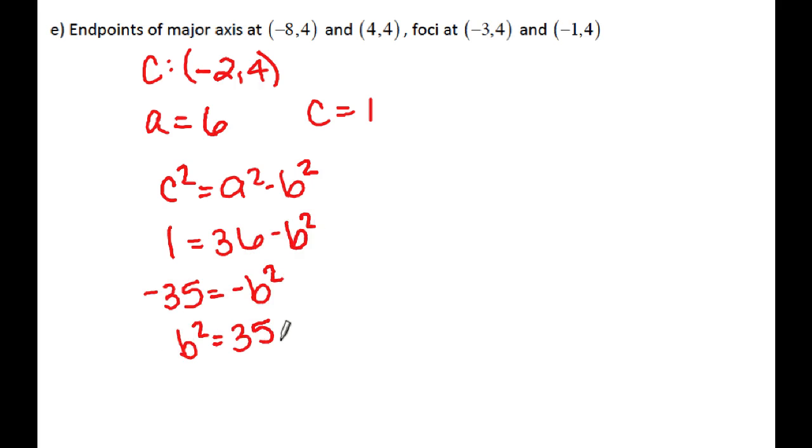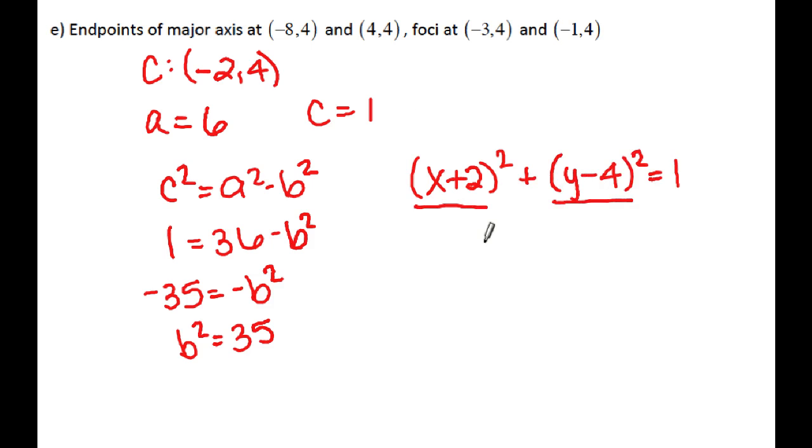You can square root it if you want to, but we're just going to leave it, because you always have A squared and B squared underneath your fractions. I'm just going to stop right here. I have my center, so I can write the top part. That's (x minus -2) quantity squared, plus (y minus 4) quantity squared, equals 1.